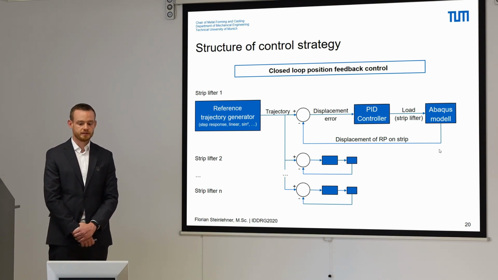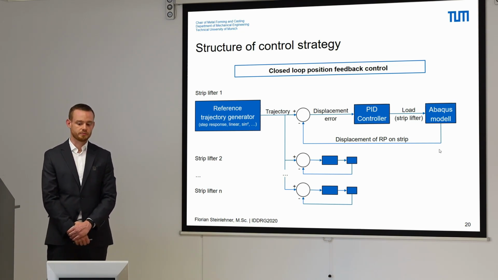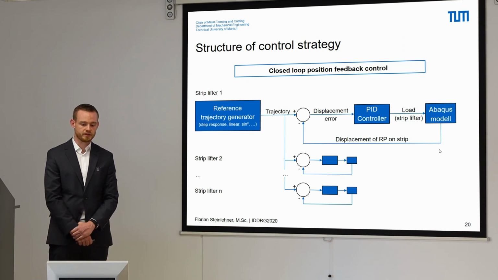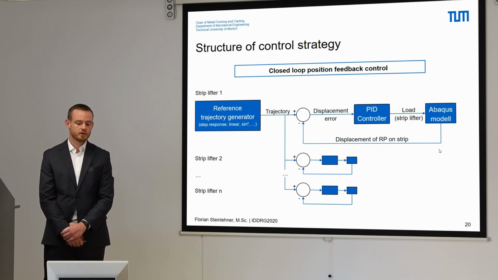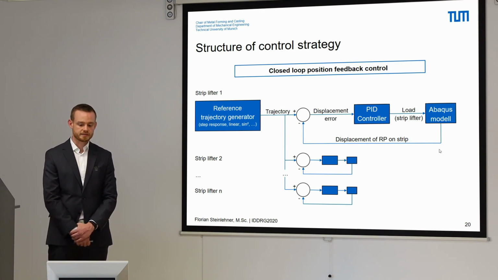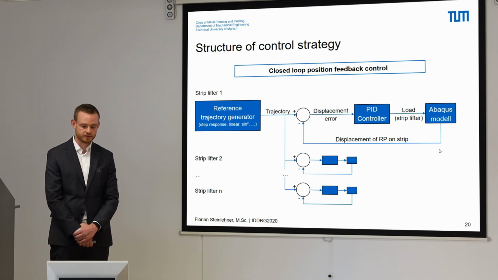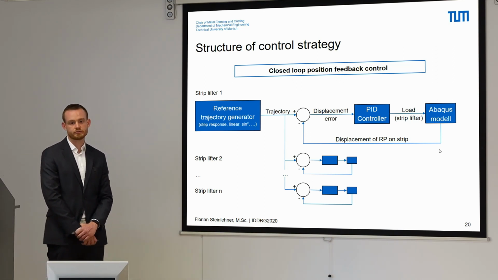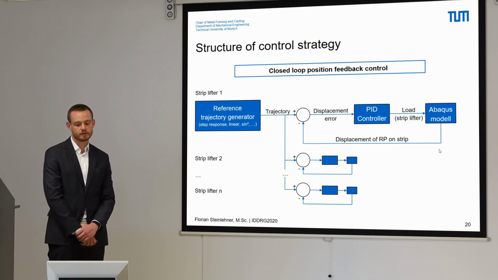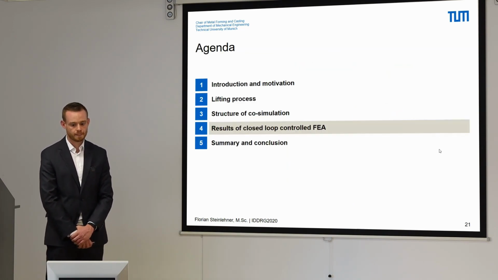A classical PID controller consists of three main terms. The proportional term puts a gain according to the current error. The integral term takes the past behavior of the error into account, while the derivative term acts against fast changes in the error signal. One PID control loop is implemented for each single strip lifter, which makes 6 parallel control loops overall.